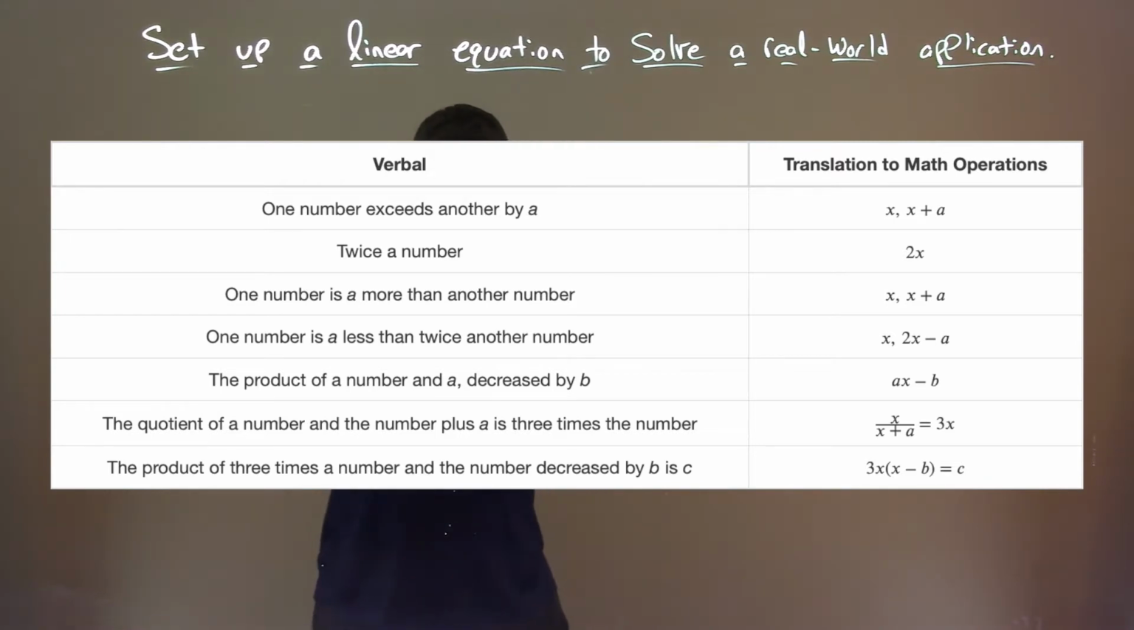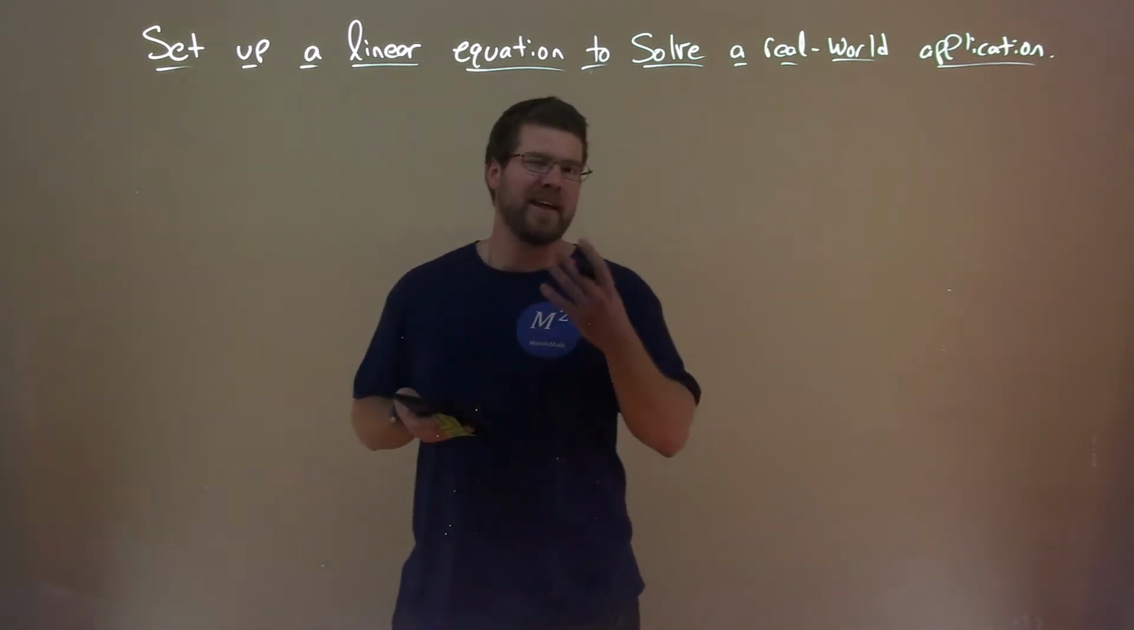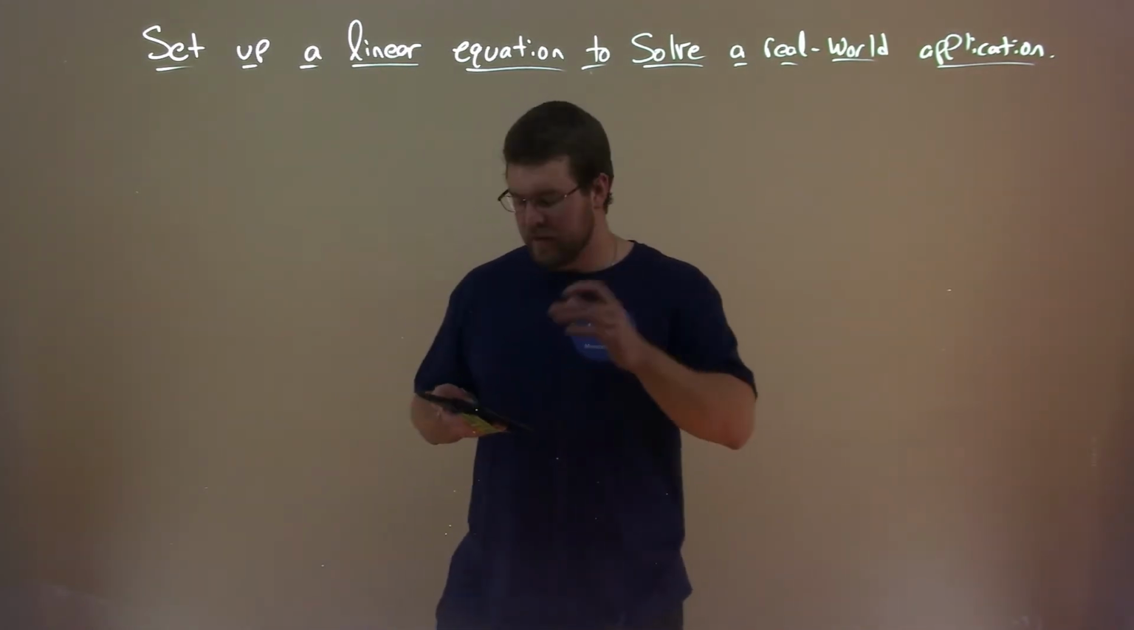The product of a number a decreased by b is ax minus b. The quotient of a number and the number plus a is 3 times the number: x divided by x plus a equals 3x. And lastly, the product of 3 times a number and the number decreased by b is c: 3x, in parentheses, x minus b, equals c. So here are some examples that could help you with setting those up later on. Feel free to refer to that in the future.